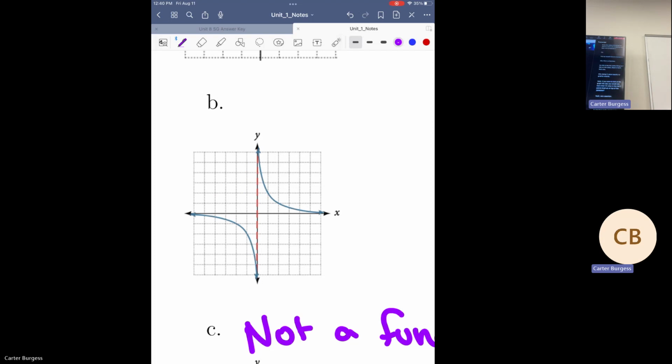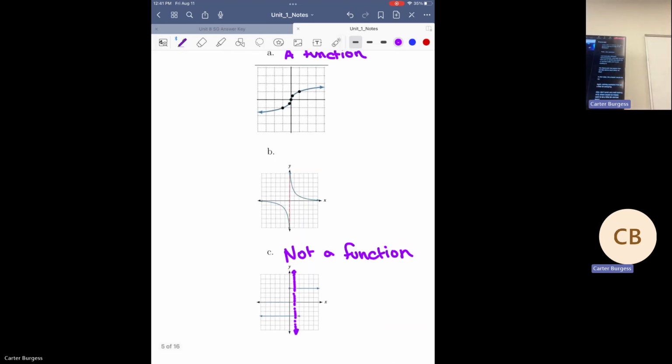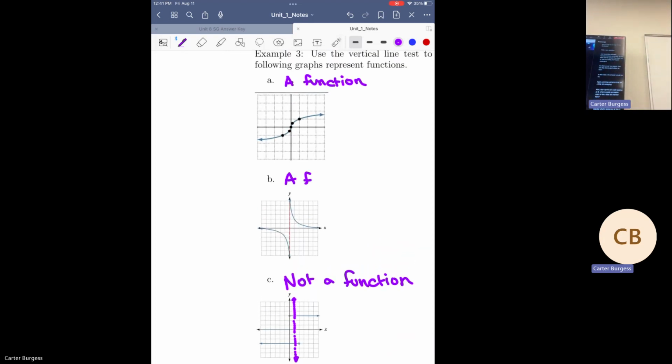Looking at B, where would we maybe want to be a little bit worried here? Maybe also 0, maybe what's going on at the y-axis. If those sides ever did touch the y-axis, then we would certainly want to be worried. In this case, this red dotted line is telling us that they actually never reach the y-axis. This would be a vertical asymptote. So if we were to run a vertical line right here, it just never touches. It wouldn't hit any points in our function. And so this would also pass the vertical line test.